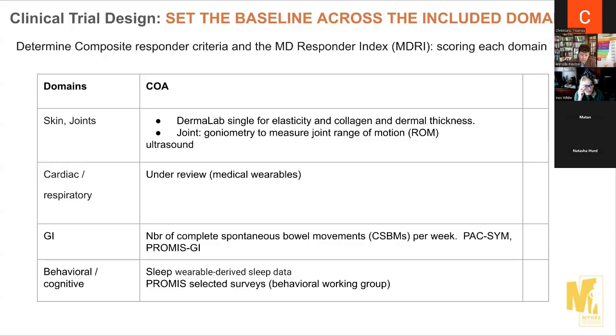For the gastrointestinal, the 3rd domain, it's mainly surveys that we give to the patients, with the PACSIM or the Promise GI. So those are surveys that are qualified and approved by the FDA and the EMA. And it's basically surveys on the spontaneous bowel movements per week. So that's something you measure, and other aspects of gastrointestinal in the Promise GI.